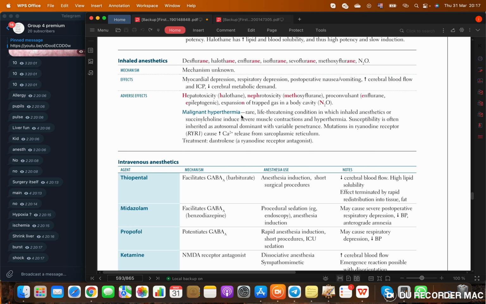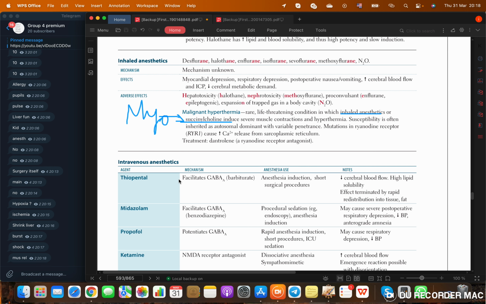Malignant hyperthermia is rare. It's a side effect, but it's rare. It's a life-threatening condition in which an inhaled anesthetic or succinylcholine, I will explain more about this guy. Succinylcholine, by the way, is a myorelaxant. Remember the job of the anesthesiologist. He does three things. He puts the patient to sleep. That's one. After that, he does what? After putting the patient to sleep, he must give a myorelaxant and watch the homeostasis. Three functions.